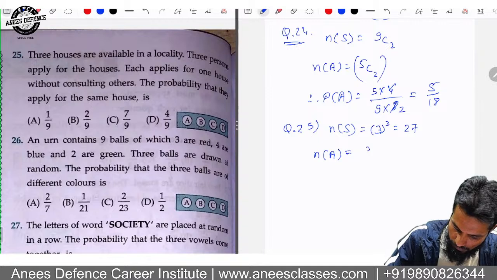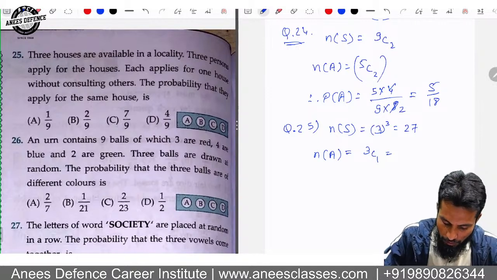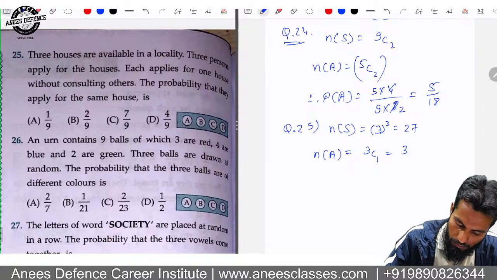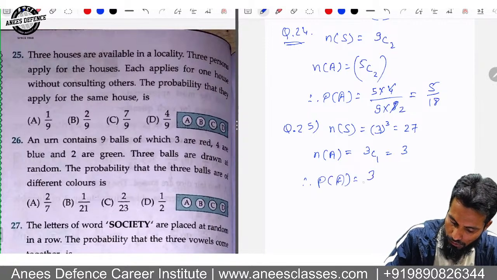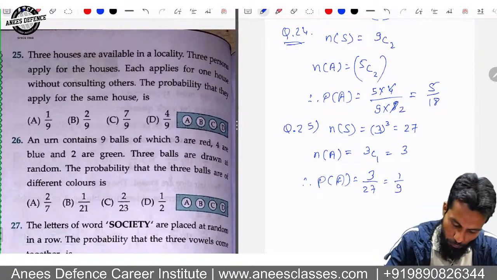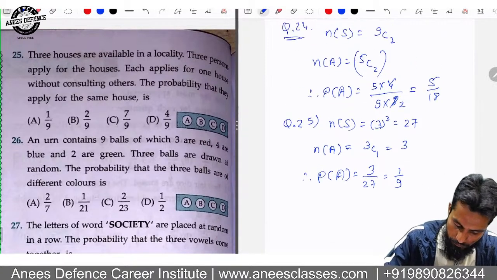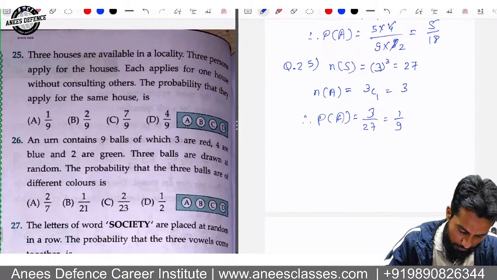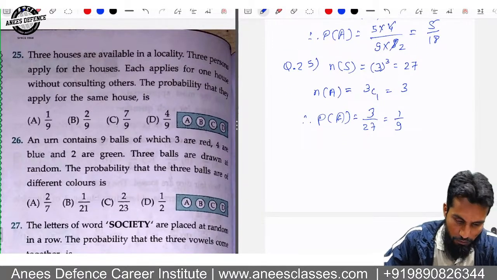Question number 25. For reaching the same house, out of the three, all have reached the same house. So there is only one possibility for that. So 3C1 equal to 3. Therefore, when you take the probability for that, 3 upon 27, that is equal to 1 upon 9. That is option A. Okay, see next now. Question number 26 is also there.